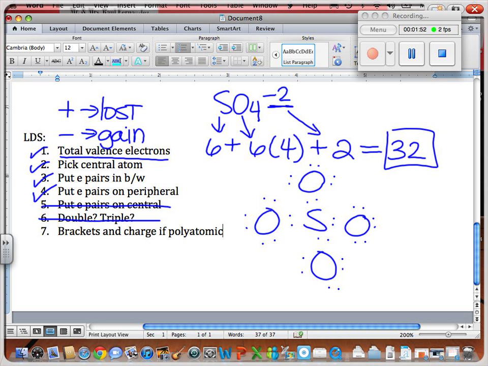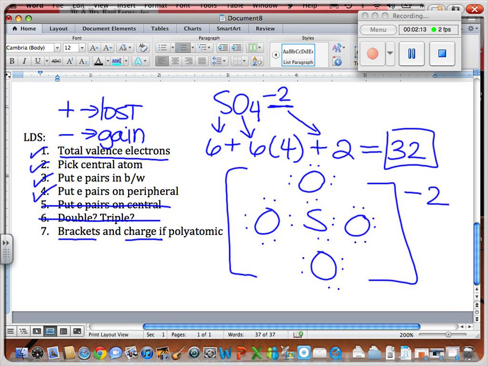Now here comes my last little step. If it's a polyatomic, which we know that sulfate is because it's many atoms with a charge, all we need to add at that point are brackets and the charge. So I put brackets around SO4 and I put -2. Voila, I am done. I've completed sulfate.